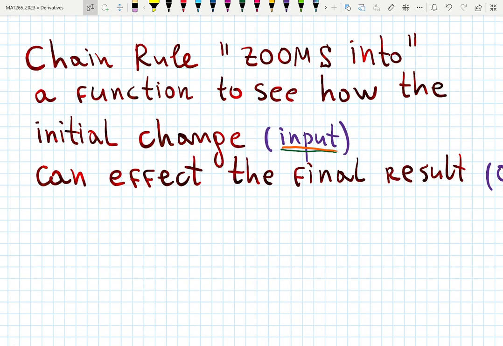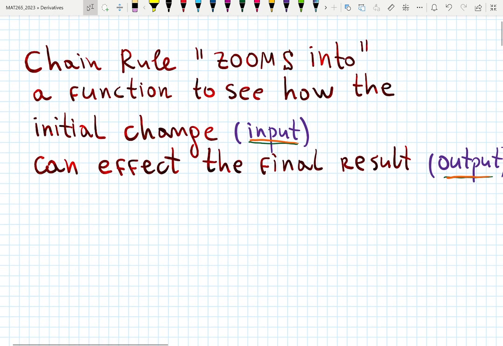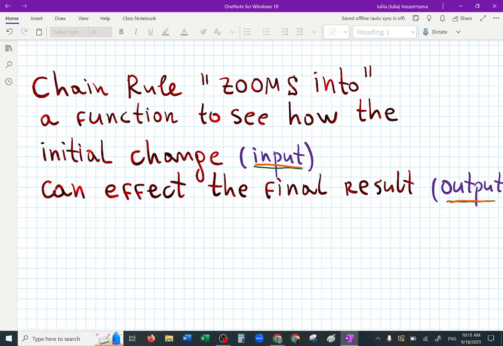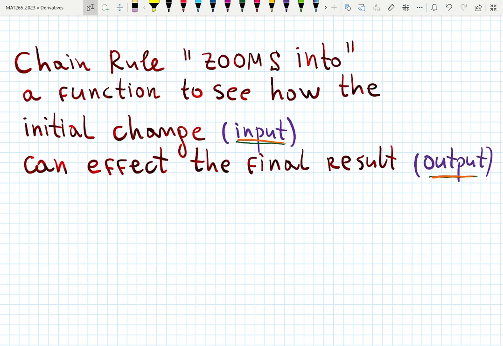I like this explanation I saw. Chain rule zooms into a function to see how the initial change, let's call it a small input, can affect the final result, the output. That is sometimes called sensitivity analysis. Sensitivity analysis is when you build an amazing model of how your rocket is gonna fly to space. The people are gonna ask you, can we make some details a little bit cheaper, or can we add a little bit less fuel to it? That's sensitivity analysis. What if you tweak a little bit?